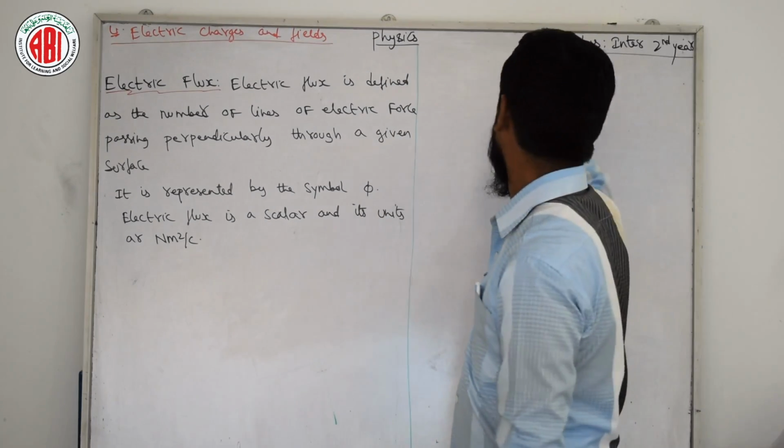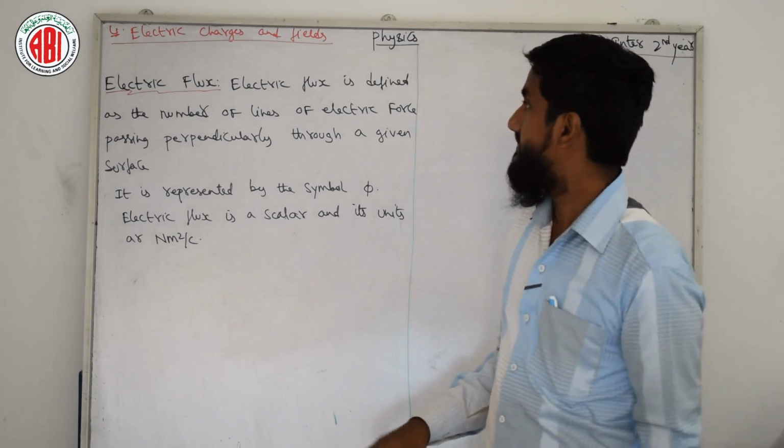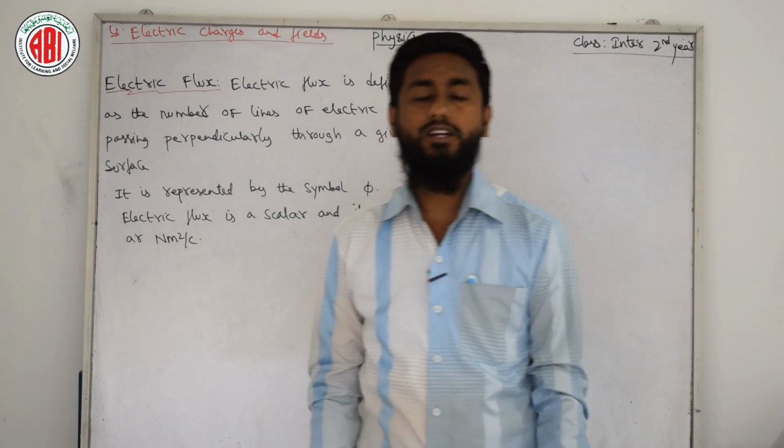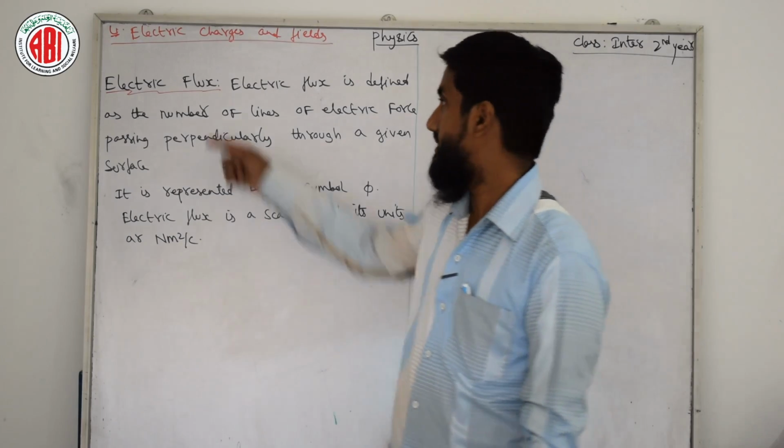Today we are continuing our class, intermediate second year physics, chapter number 4, electric charge and fields. Our today's topic is nothing but electric flux.